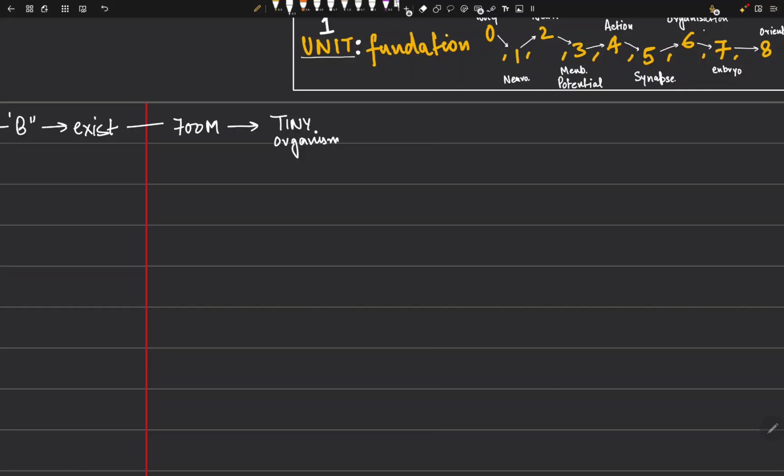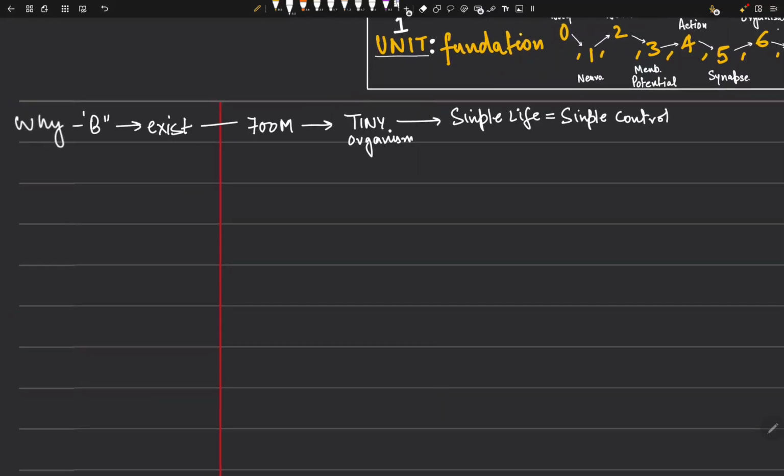Because it turns out that they don't need to move a lot. These tiny organisms hardly moved. They simply floated, attached to some rocks, absorbed nutrients, divided, right? So life was simple, and simple life requires simple control. This is the first layer of the whole question of why the brain exists. So simple life needs simple control. That's how we can think about it, right?